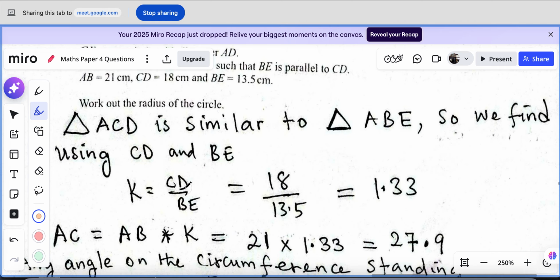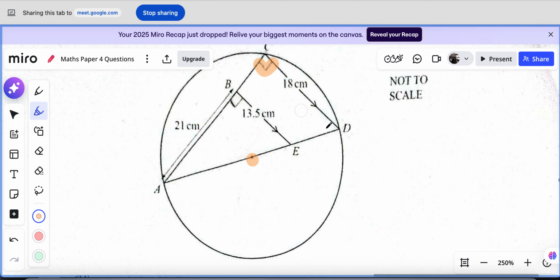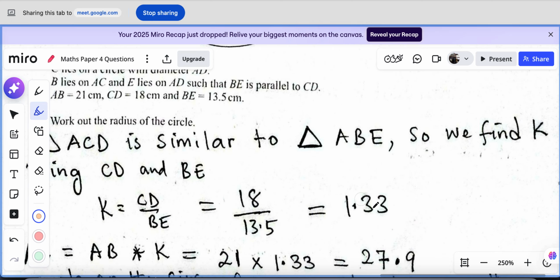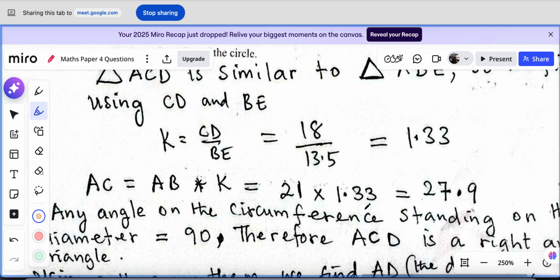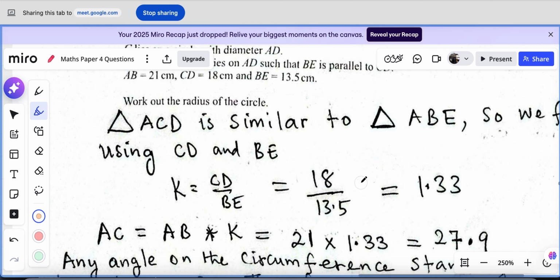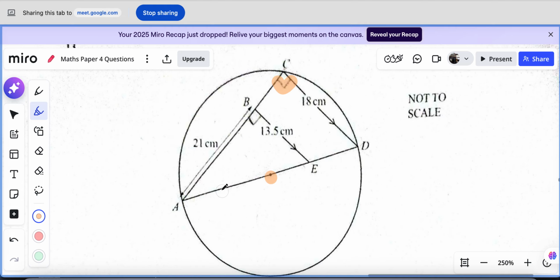So the scale factor is the bigger length, CD, divided by the smaller one, BE. So 80 divided by 30.5, which will give us 1.33. So our scale factor K is 1.33. Now let's find AC, since we know the scale factor. AC will be AB times the scale factor. We multiply 21 times 1.33, and we get the whole of AC.